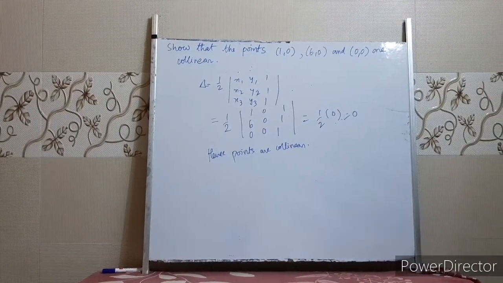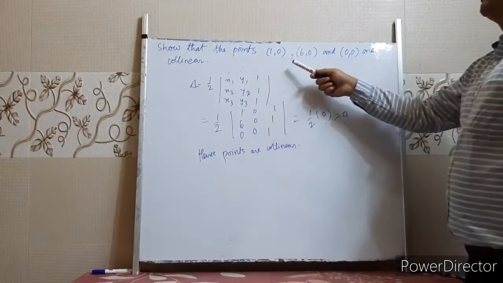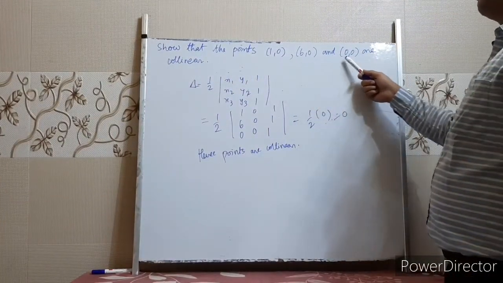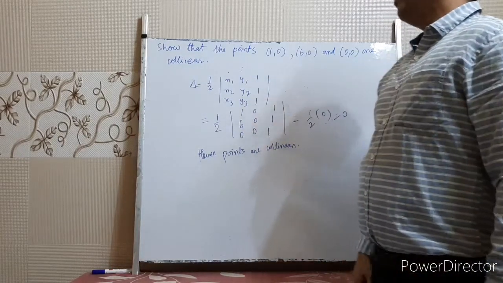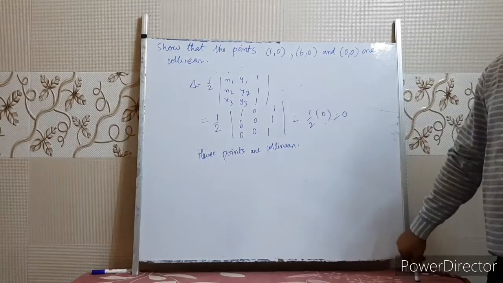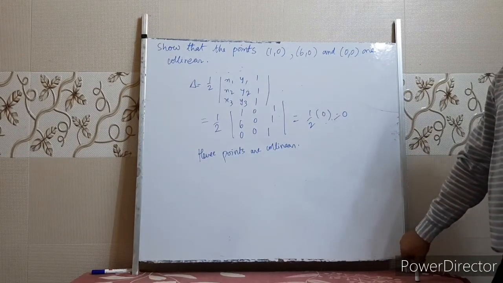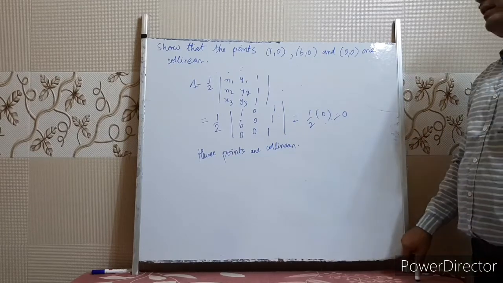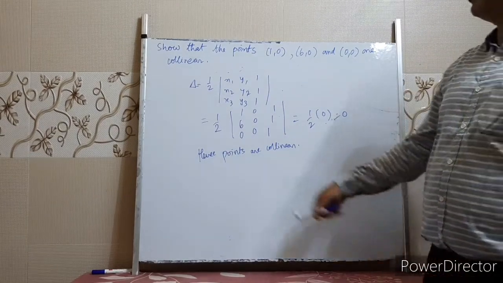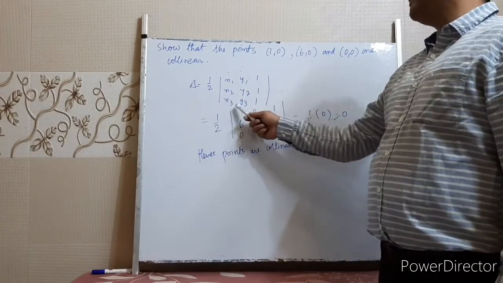Now, children, let's see. The question is, show that the points (1, 0), (6, 0) and (0, 0) are collinear. Right? We have already discussed when the points are collinear, that means the area of the triangle is 0. So, for proving that the 3 points are collinear, we have to prove that the triangle they are forming has area 0. We know that the area of the triangle formula is 1 by 2 into the determinant x1 y1 1, x2 y2 1 and x3 y3 1.